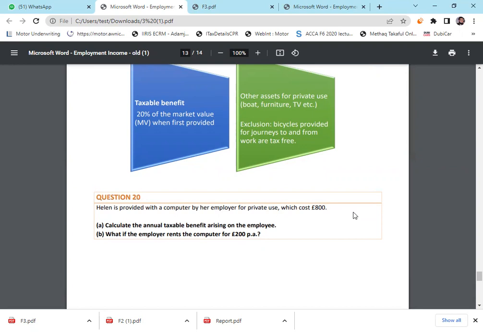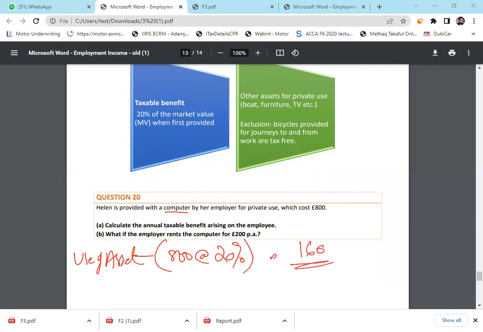Okay, only the A part. Now tell me, this is a computer. Did we learn any specific working for computer? So it's simple use of asset. 800 into 20%, and nothing is mentioned, so we will assume it's throughout the tax year. So the answer is 160 pounds. Any questions, please?